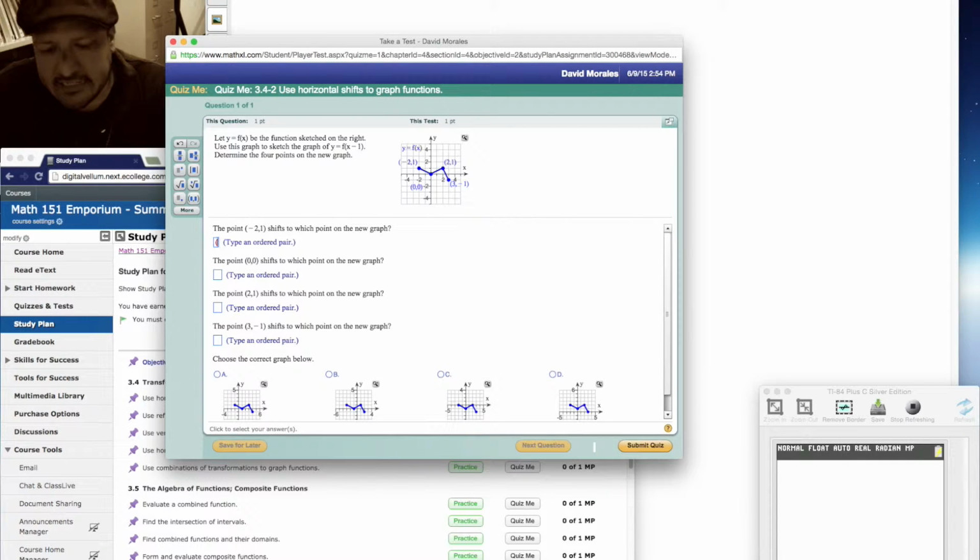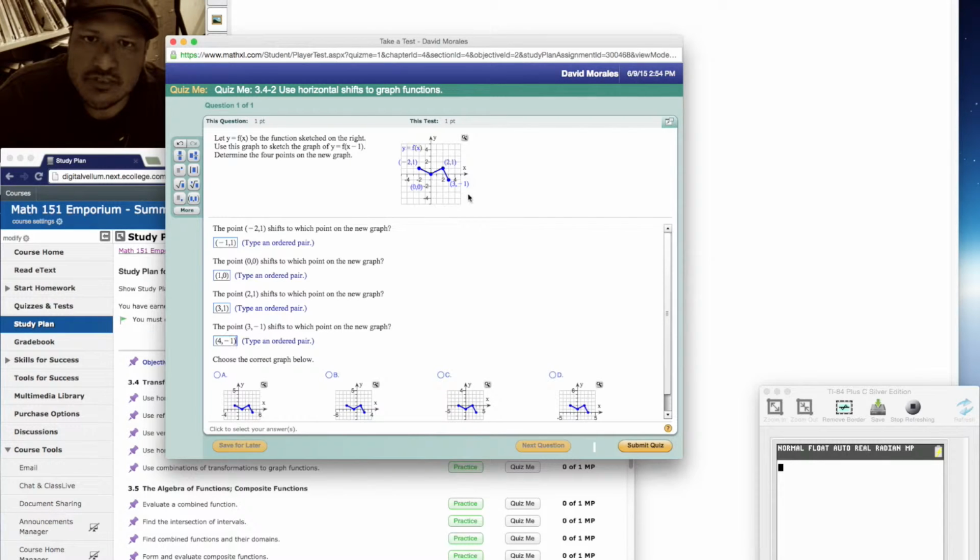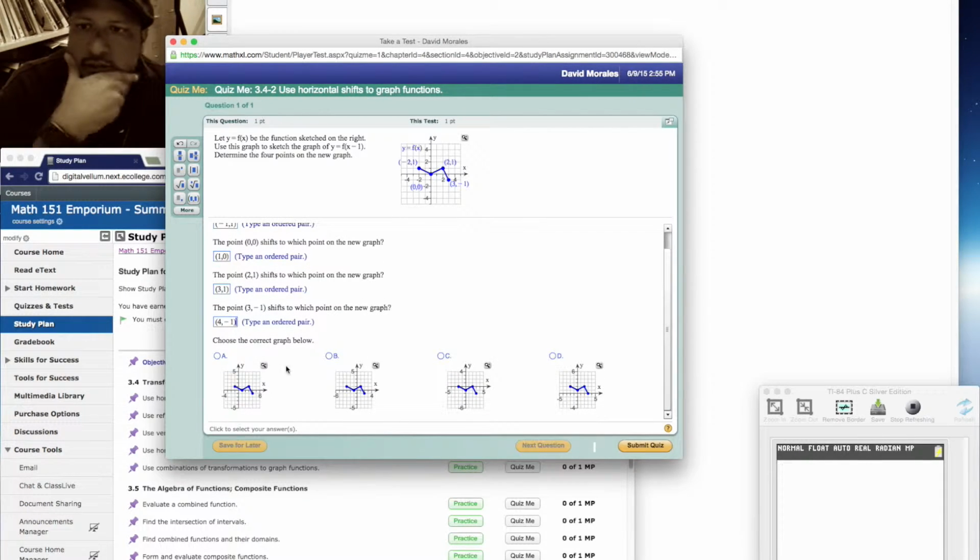Basically I'm just adding 1 to the x value. The y values stay the same. 0, 0, just add 1 to the x value. Here add 1 to the x value. Here add 1 to the x value. I'm not even looking at the graph anymore, I just know I add 1 to the x value. And which one shifts it over by 1?